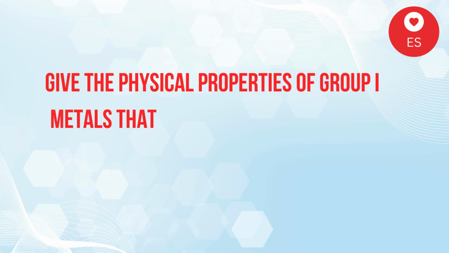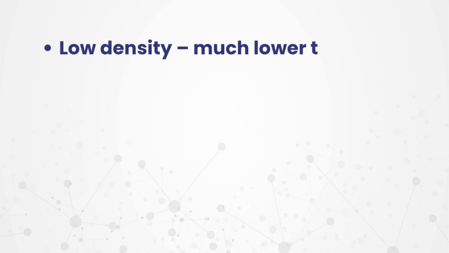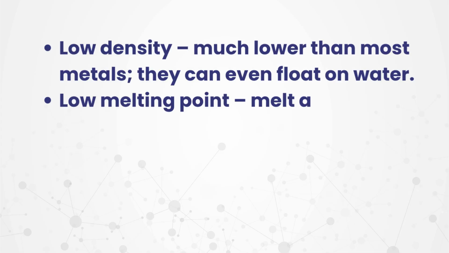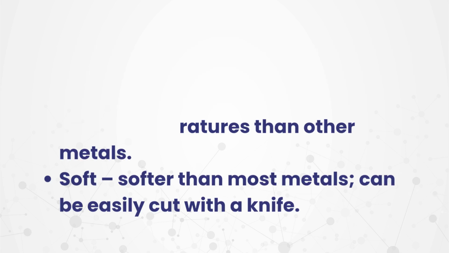Give the physical properties of Group 1 metals and state how they are different. Low density, they can even float on water. Low melting point, soft, can be easily cut with a knife.